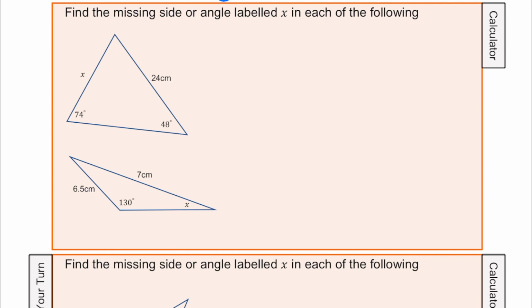Let's have a look at this first question here then, where we're going to try and find the missing side x on this triangle. So like I said, first thing that we want to do is whatever you're trying to find, label that as a. And because it's a missing side, it needs to be lowercase a.